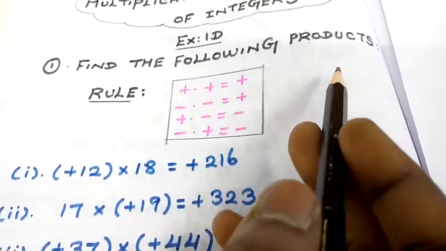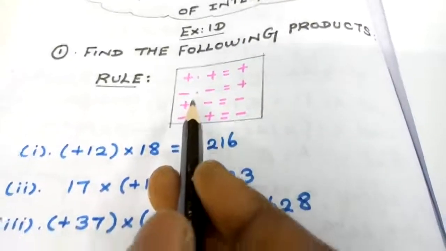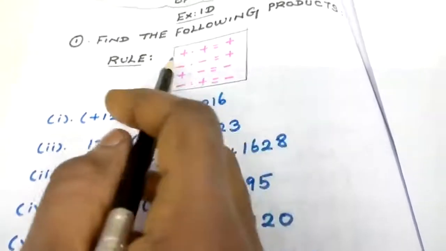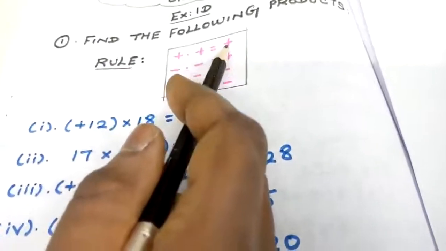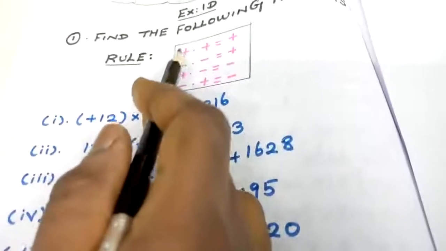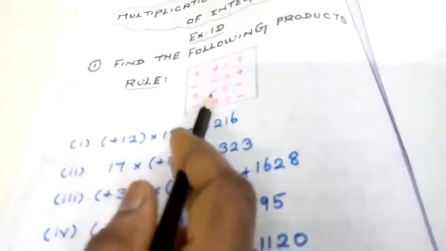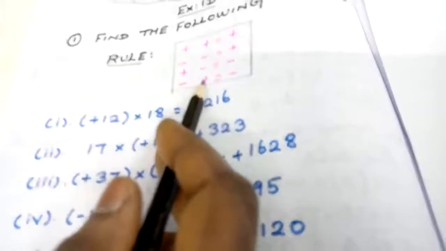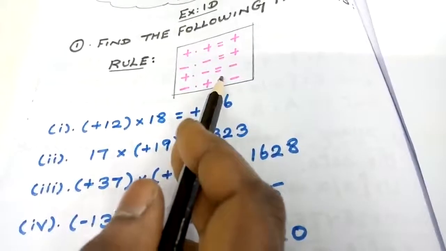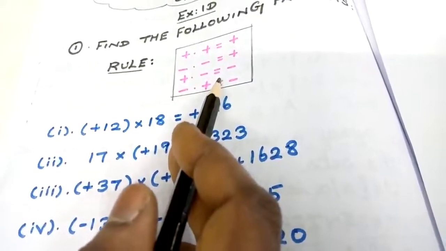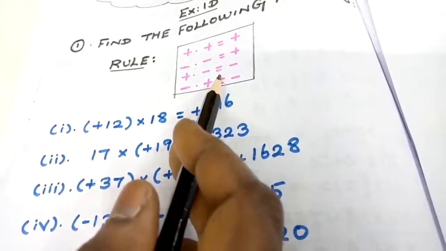Before starting with the multiplication, we should know the rule applied to the sign. If both the signs are the same, you are going to get positive. If they are different, you get negative. That is, plus into plus is plus, minus into minus is plus, plus into minus is minus, minus into plus is minus. This is the main idea of the sign that we are going to apply here, students.